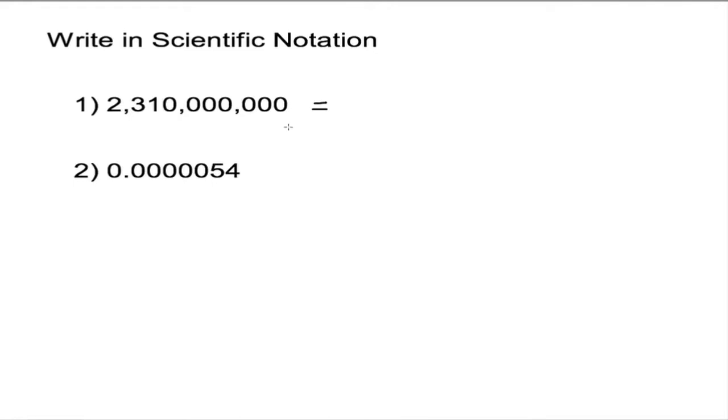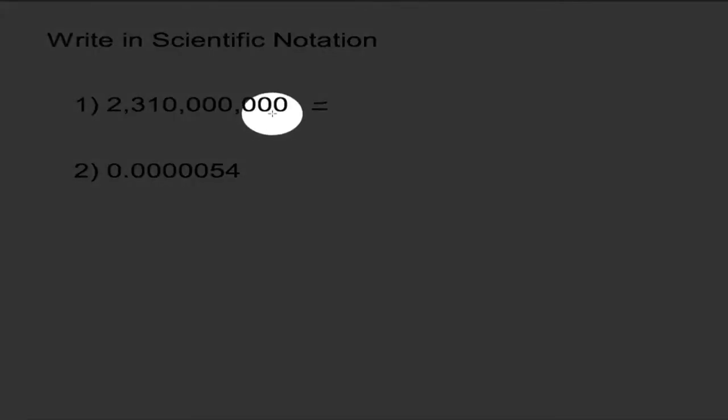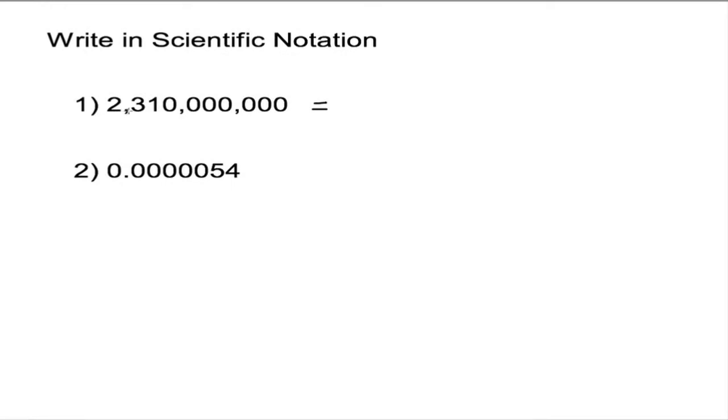So the question is, how many places do we have to move the decimal point? Alright, so here we go. 1, 2, 3, 4, 5, 6, 7, 8, 9. 9 places we have to move that decimal point. So in scientific notation we have 2.31 times 10. And since this is a very large number, this exponent on the 10, the 9, is going to be a positive number. Everybody see that?